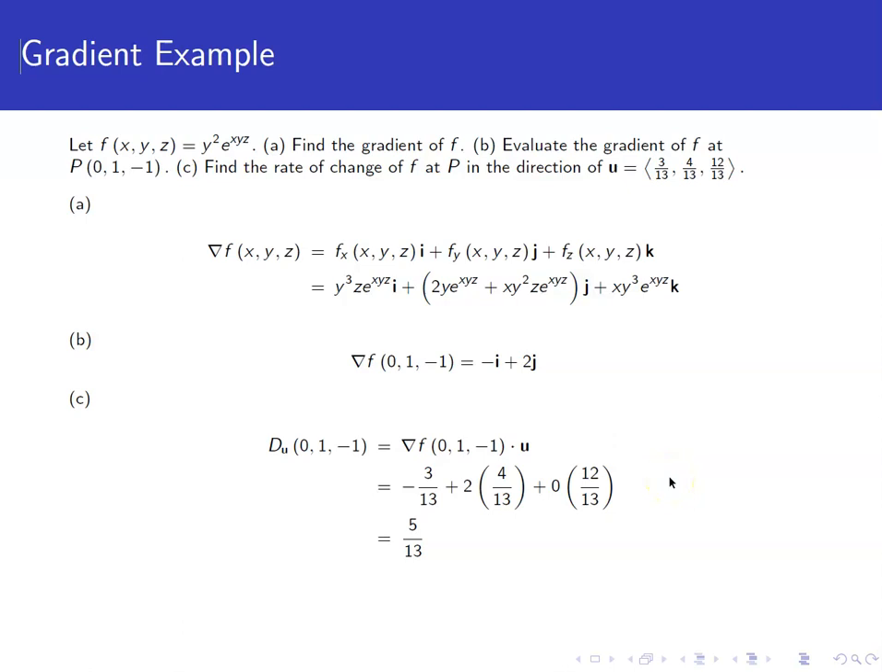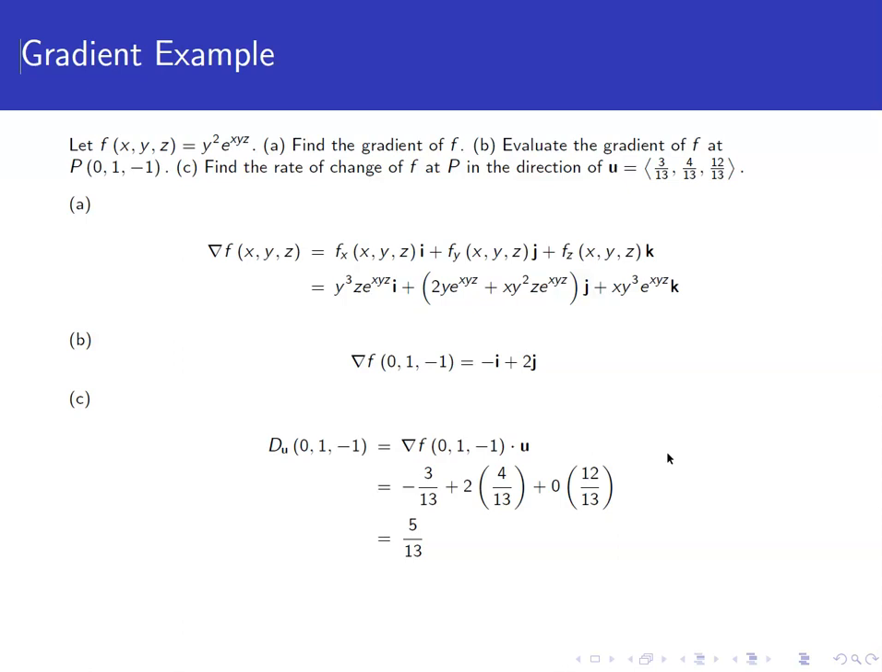In this video, we're going to look at an example of computing a gradient and using it to find a rate of change. So we're given the function f of x, y, z equals y squared e to the xyz. We're first asked to find the gradient, we're asked to evaluate the gradient at a particular point, and then we're asked to find the rate of change of the function at that point in a unit direction.